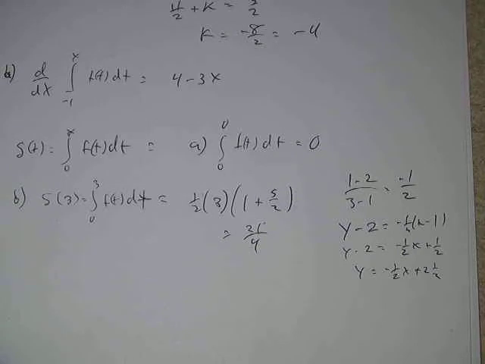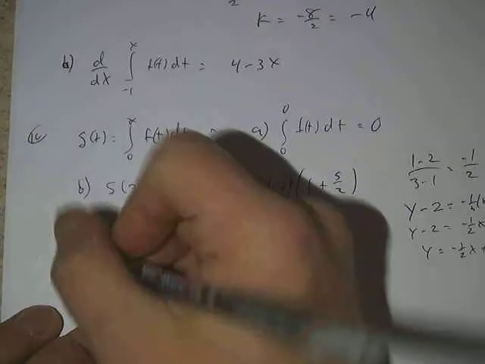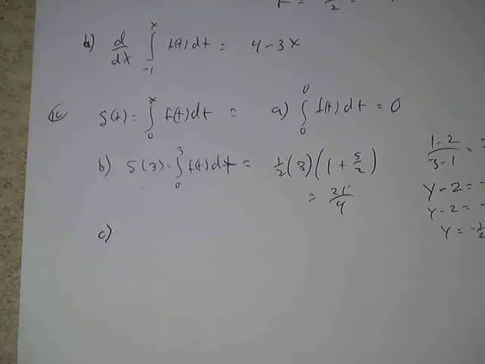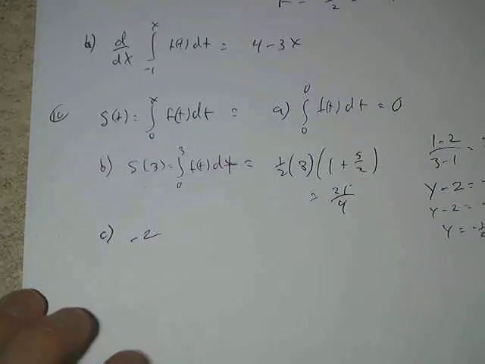Alright, how about the next part here? What's the particle's velocity at time 5? Again, aren't we looking at a picture of the velocity? So what's the value of the function at 5? It's just -2, so there's no calculating to be done on that one.